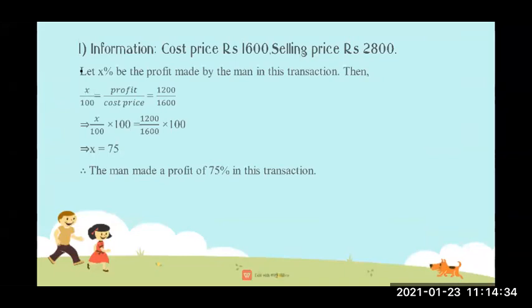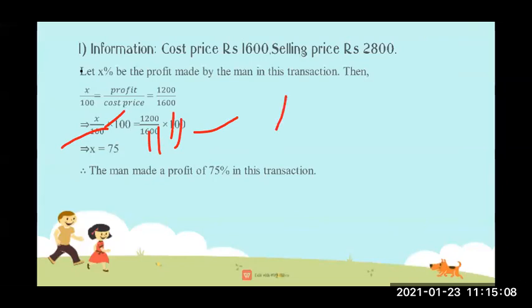profit upon cost price. Now what was the profit? Profit was 1200 and what was the cost price? Cost price was 1600. So here we have to multiply both sides by 100. So X upon 100 multiplied by 100 equals 1200 upon 1600 multiplied by 100. Now here we will cut: 100 ones are 100, 100 ones are 100. Here 20 we will cut and here 20 we are going to cut.